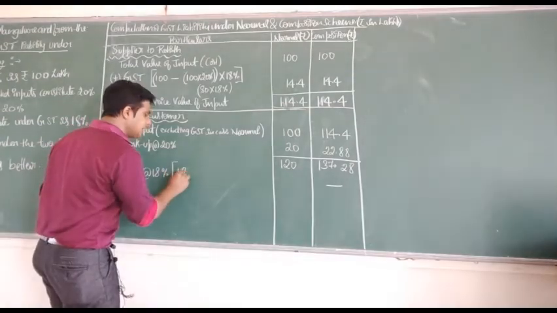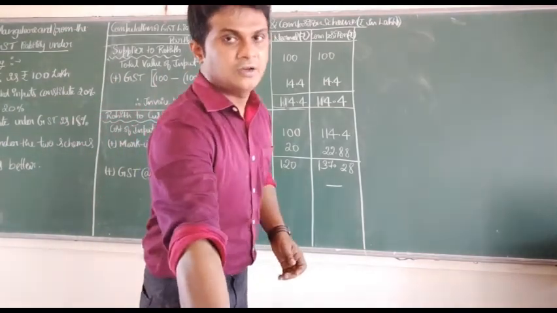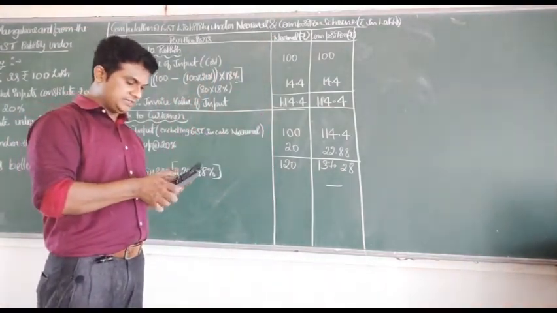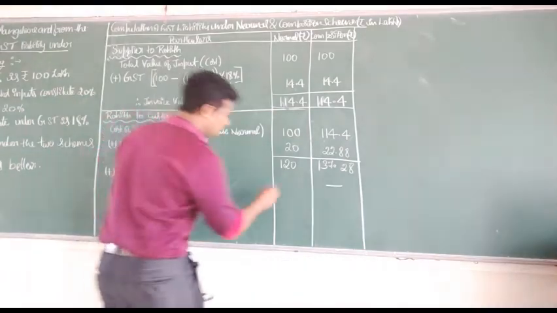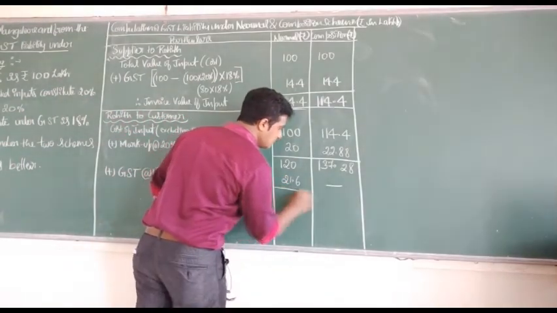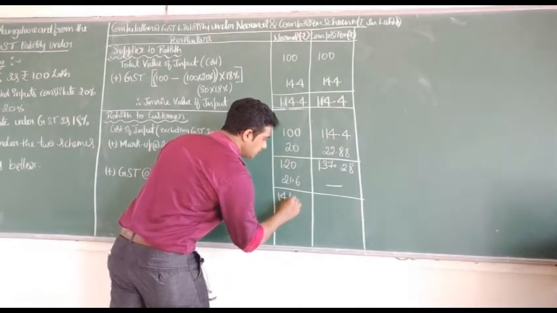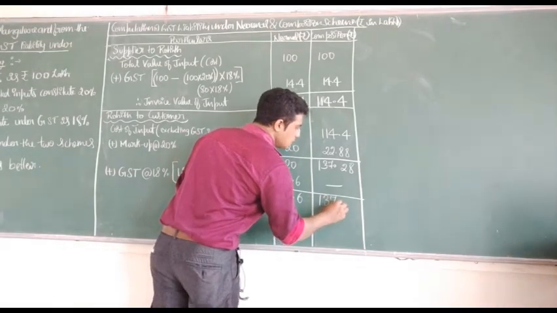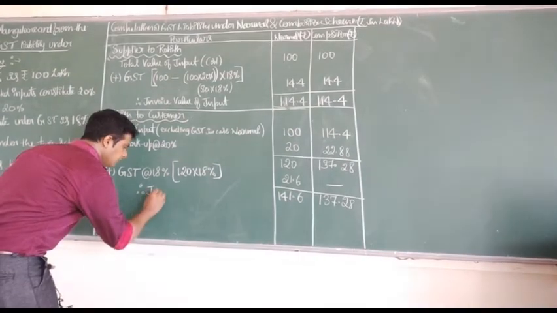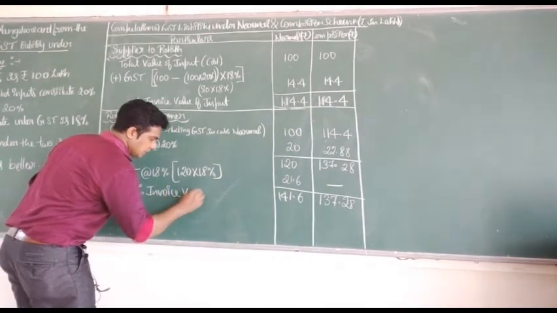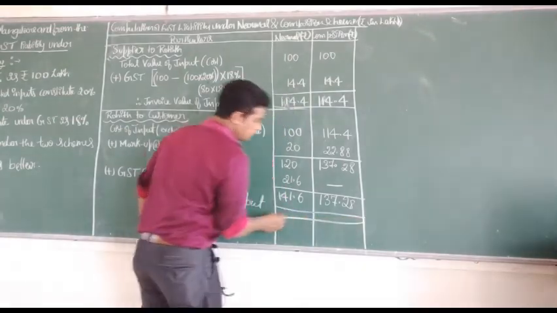So that is 120 into 18%, which is equal to 21.6. Yeah, 21.6. So that is the GST. So this, if we add, how much we are getting? It will be 141.6. Here it remains as it is, 137.28. This is equal to invoice value of output. So in the first part of the computation, we have to calculate this value.